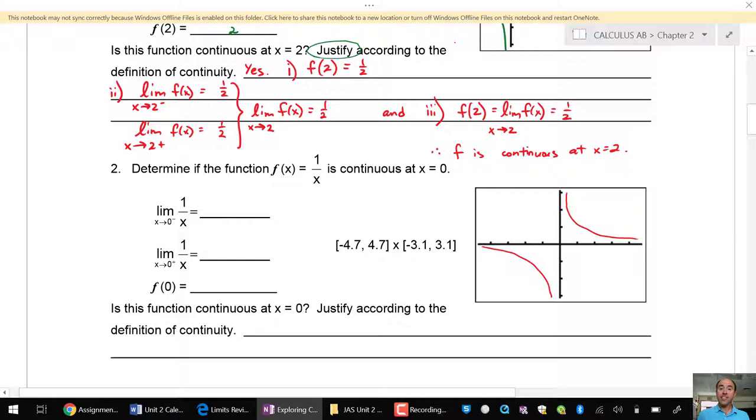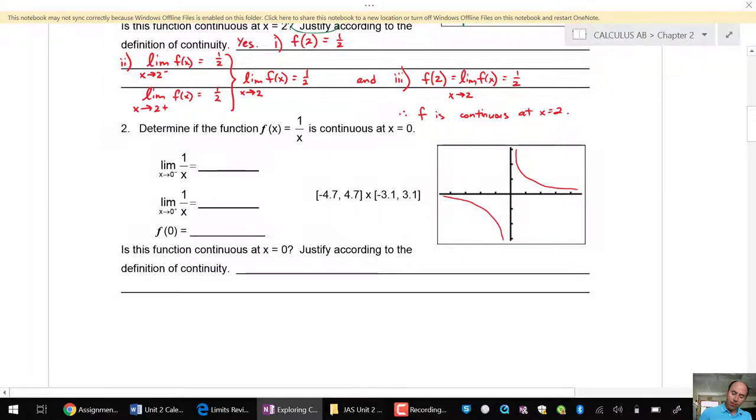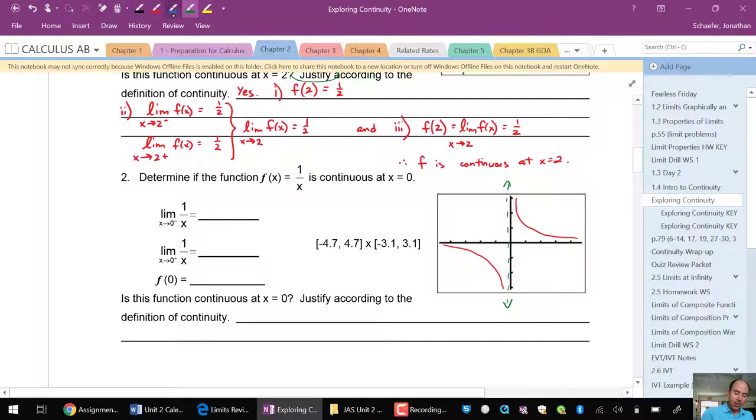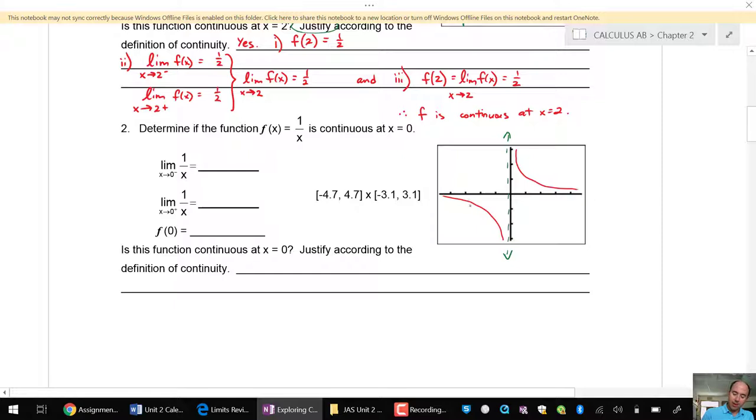Now, consider the same function, but let's move off of x equals 2 and go to x equals 0. In problem number 2, notice we have a vertical asymptote right here at x equals 0. So the limit as x approaches 0 from the left, if I travel left toward 0, we're falling to negative infinity. The limit as x approaches 0 from the right would be climbing forever to positive infinity. And then f of 0 is undefined, so I don't have a value.